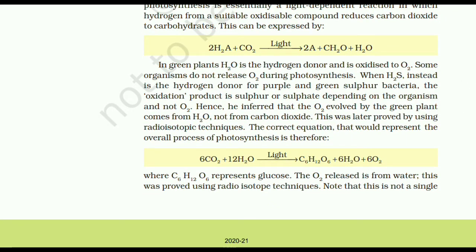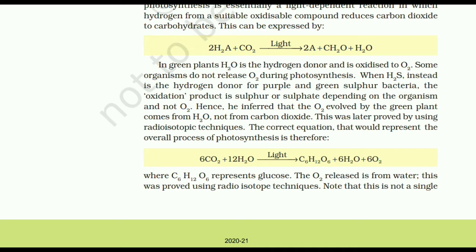Some organisms do not release oxygen during photosynthesis. When hydrogen sulfide instead of water is the hydrogen donor for purple and green sulfur bacteria, the oxidation product is sulfur or sulfate depending upon the organism, and not oxygen. Hence, he inferred that the oxygen evolved by green plants comes from water, not from carbon dioxide. This was later proved by using radioisotopic techniques.